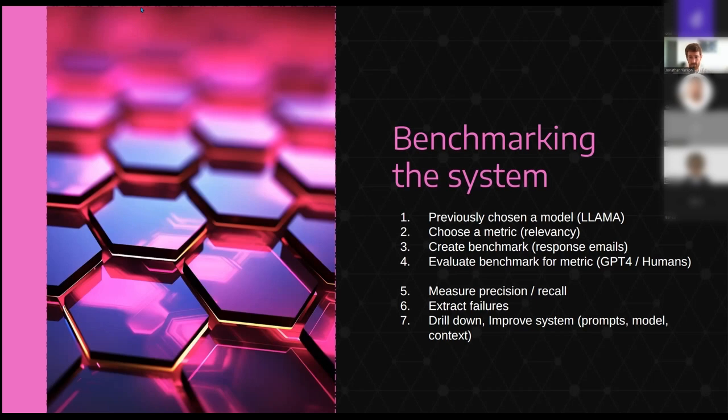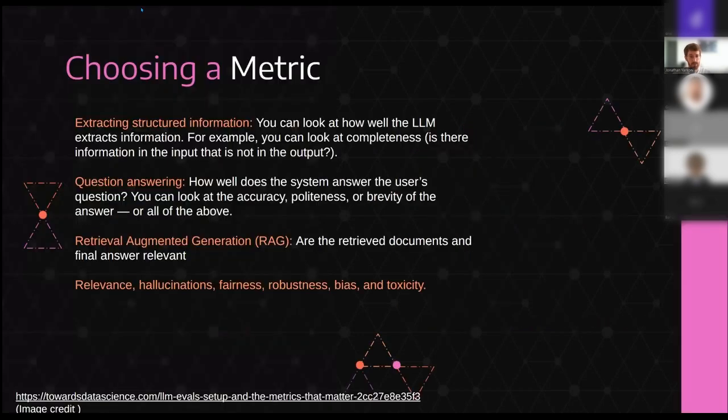Great. Let's go through this before we jump into the demo. I want to remind everybody, what we're doing is we're creating a system which generates mail responses in relation to a mail that has reached us. First thing, we need to choose a metric. There are a lot of metrics to choose. It depends on the use case. It depends on what you care about. Q&A, RAG, relevance, hallucination, fairness, robustness, bias, toxicity.